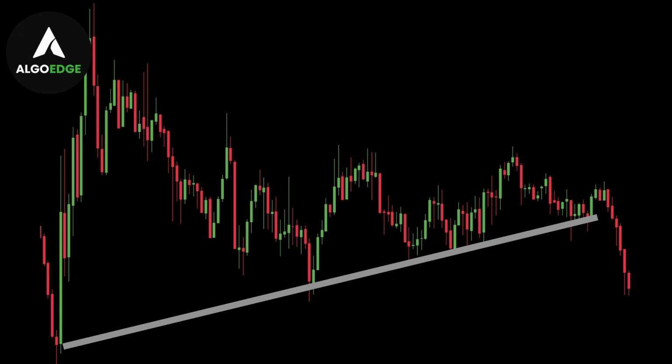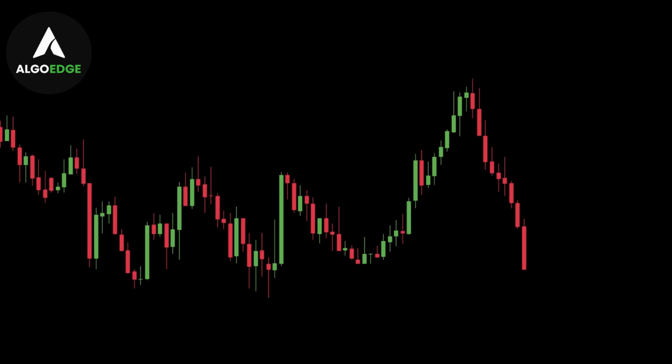If you had entered a buy position simply because price touched the trend line, you would have ended up with a losing trade. This is exactly why blindly buying every trend line touch is not a profitable strategy. We need a better way to separate high probability setups from low probability ones. And that's where price action comes into play. Instead of reacting to every touch, we'll learn how to wait for confirmation before entering a trade.